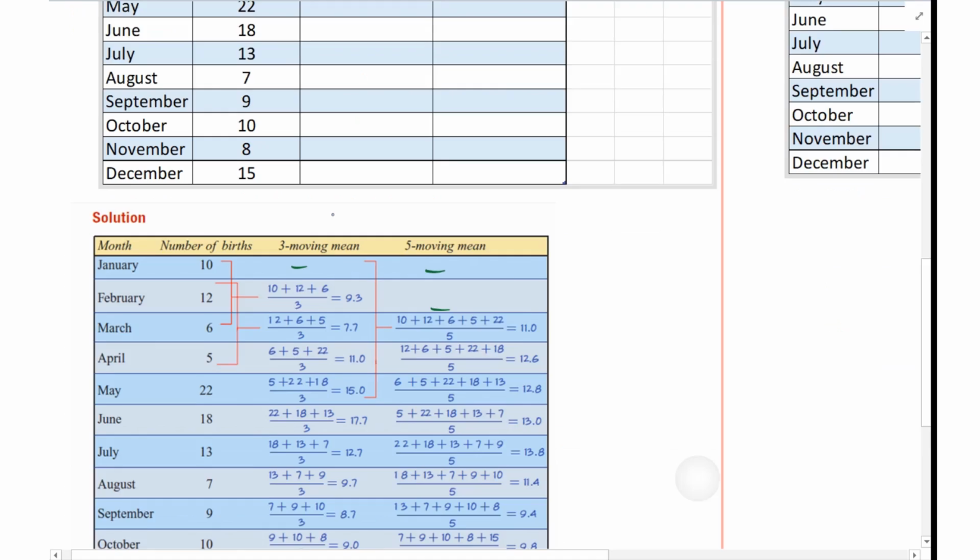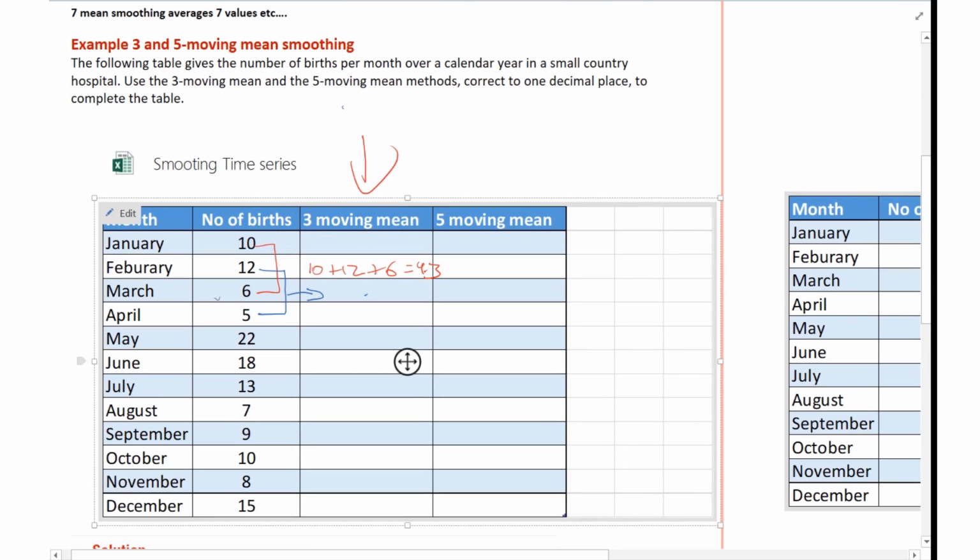So I'm going to go 12 plus 6 plus 5 equals a value. All right, let's pick the next one. The next one we're going to do is going to go March, April, May. So I'm going to go March, April, May, and then it's going to go in there, and I'm going to go 6 plus 5 plus 22.